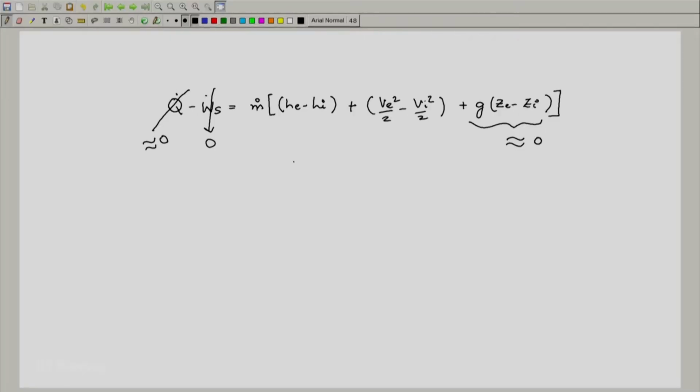So, we have finally that h e minus h i plus V e squared by 2 minus V i squared by 2 is equal to 0. It can also be written as h e plus V e squared by 2 is equal to h i plus V i squared by 2.